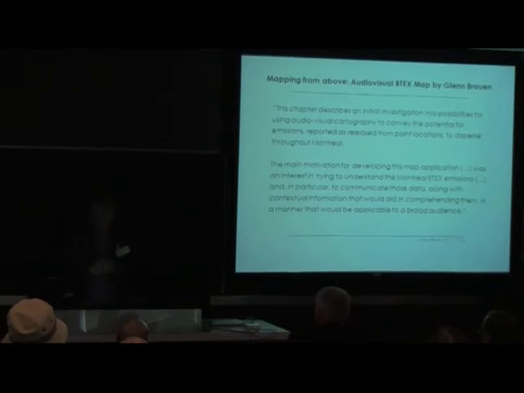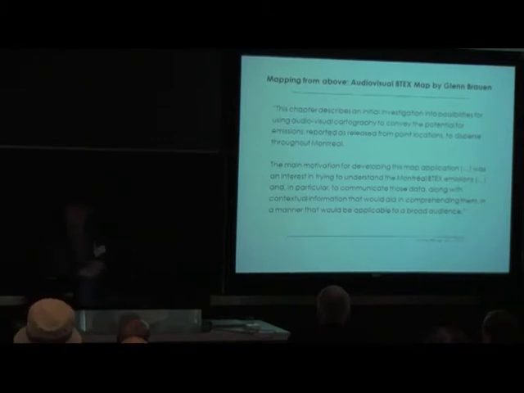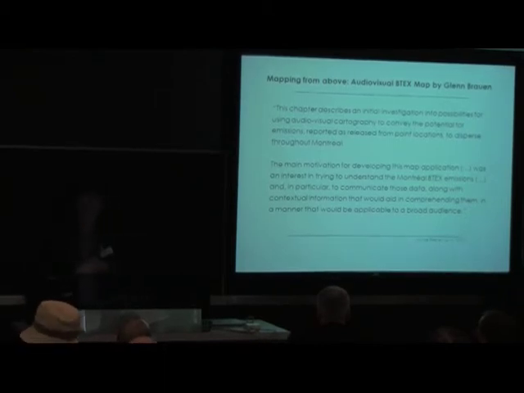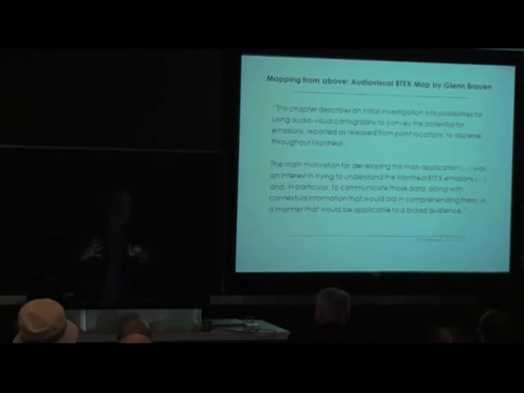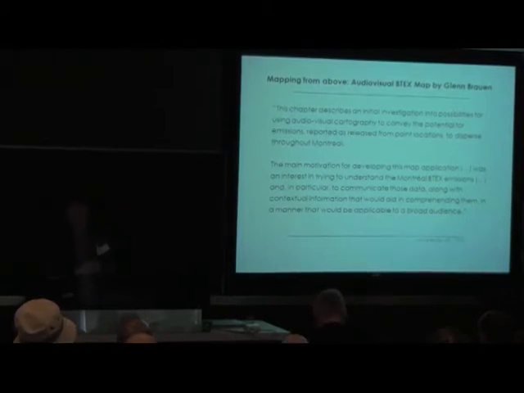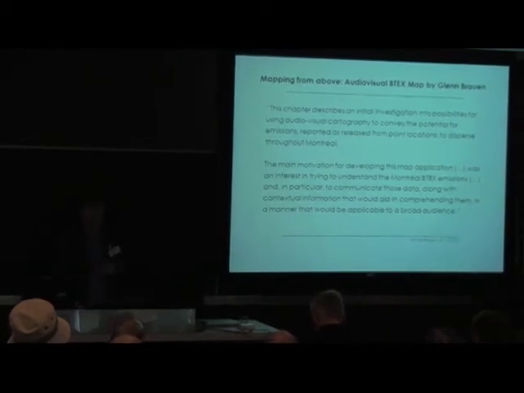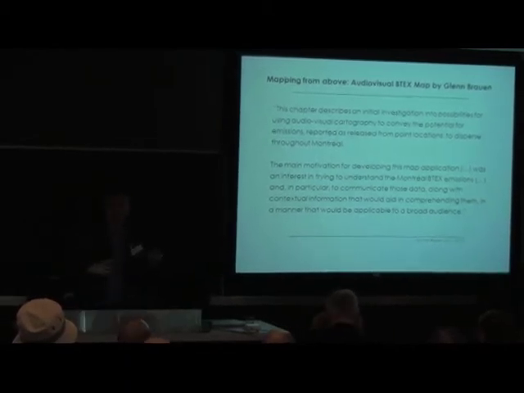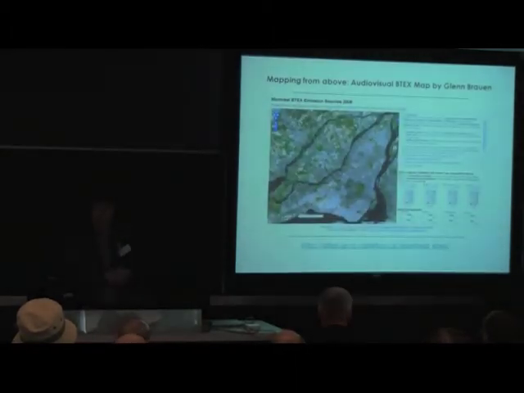he gives. This chapter describes an initial investigation into possibilities for using audiovisual cartography to convey the potential for emissions reported, or released from point locations, to disperse throughout Montreal. The motivation for developing this map application was an interest in trying to understand the Montreal BTEX. BTEX is a combination of 4 chemicals that together are pretty harmful to health. In particular, the aim was to communicate those data along with contextual information that would help in comprehending them in a manner that would be applicable to a broad audience. So basically, combining these data and mapping them with an audiovisual map.